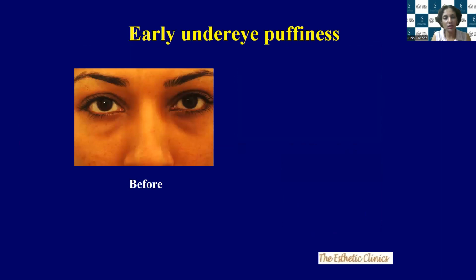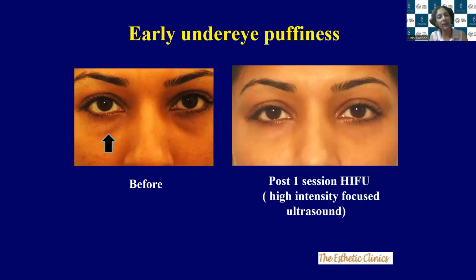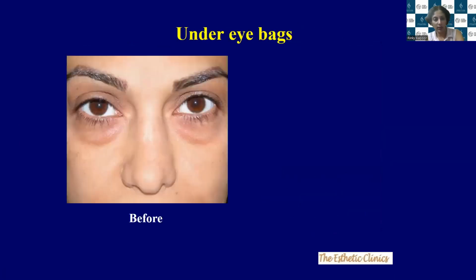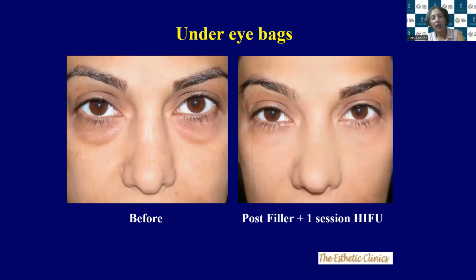A very young patient sometimes has mild under eye puffiness, which they feel is giving rise to the appearance of dark circles. In such patients, just mild tightening of the under eye skin can give very good results. This was one session of the HIFU that was done. And a similar patient, a young patient, but having under eye bags, not very predominant, but she feels that it gives her dark circles, under eye filler and one session of HIFU is what would give the results.